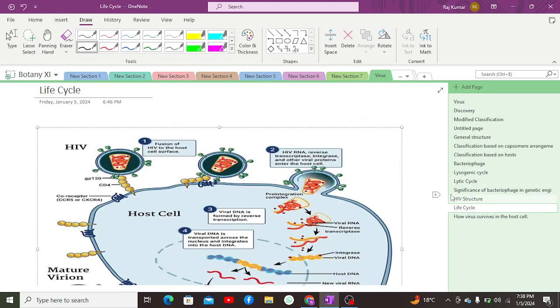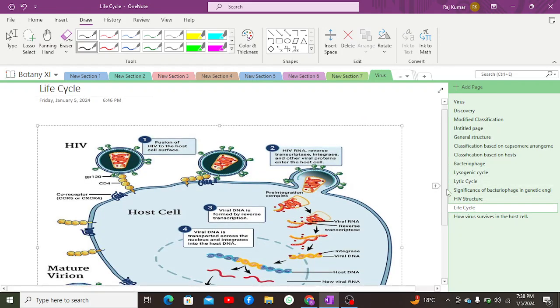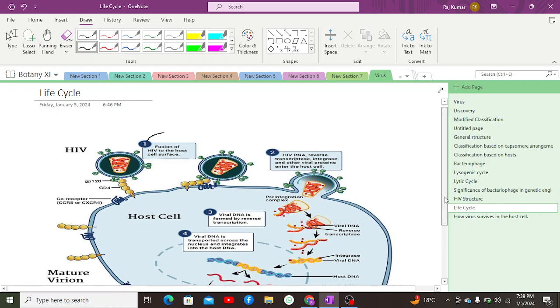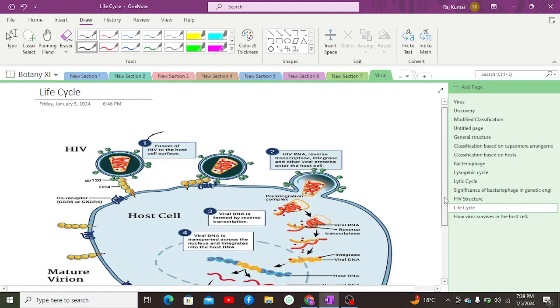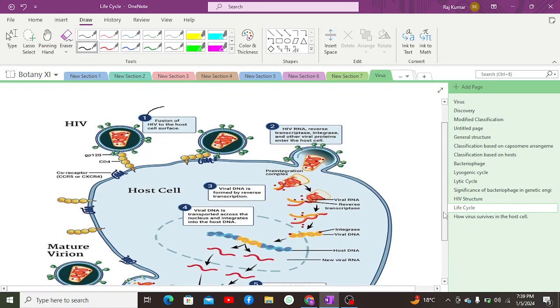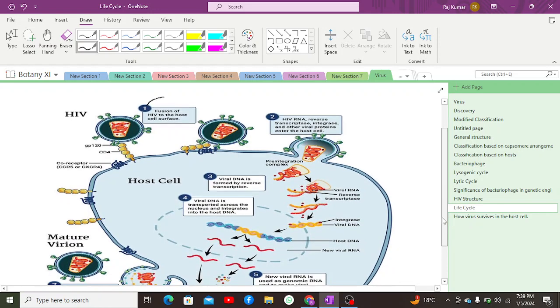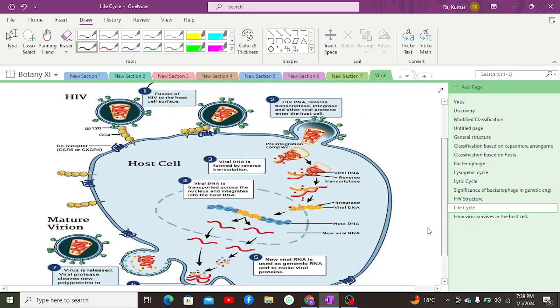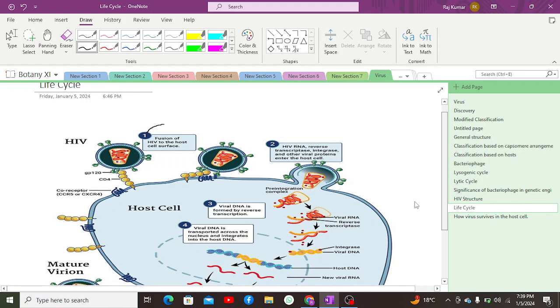So these are some things I wanted to discuss here. Rest, when it comes to its life cycle, we are just going to discuss the intro. There are 7 steps of its life cycle. The first step is binding or attachment. The second step is fusion. The third step is reverse transcription. The fourth step is integration. The fifth step is replication. The sixth step is assembly, and the seventh step is budding. So this is a long process which we are going to discuss step by step in our next video, but now we are going to discuss an intro of it.